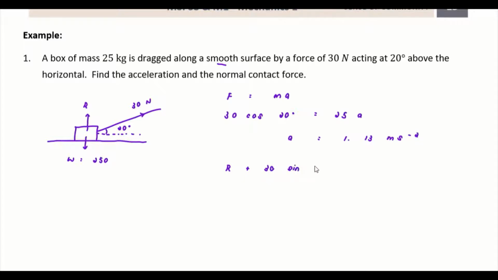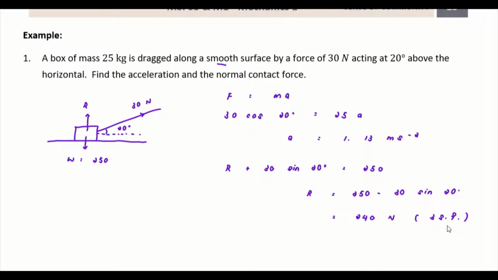Sine 20, and it will be equal to the force going down, which is the weight, which is 250. So the resultant force will be just equal to 250 minus 30 sine 20, and this is going to give us 240 Newton in 3SF. So as simple as that.